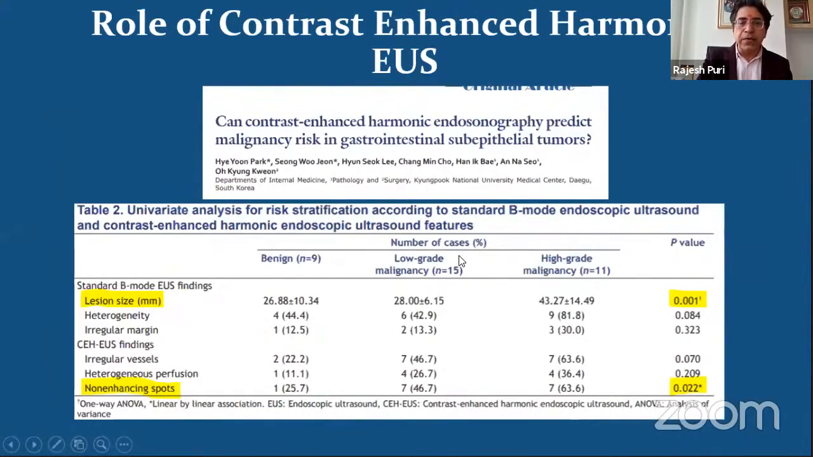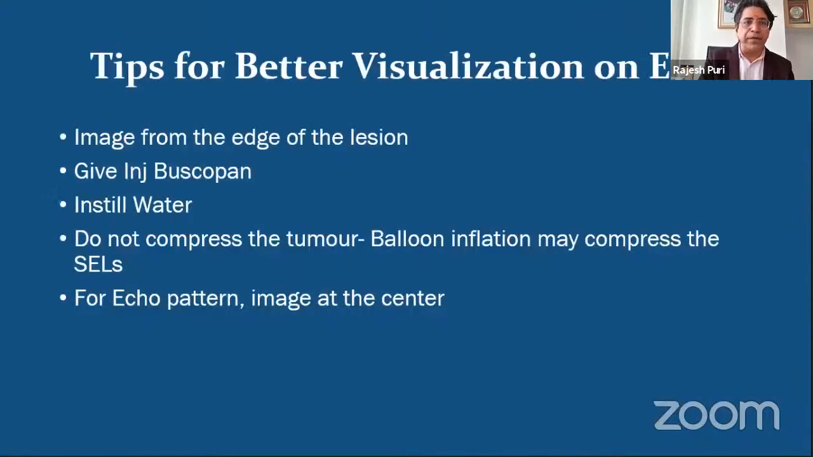So this is the study, what they found. If the lesion is more than 3 centimeter with non-enhancing spots or irregular vessels, it has a very high specificity of picking up malignancy, that is, a lesion having malignant behavior.